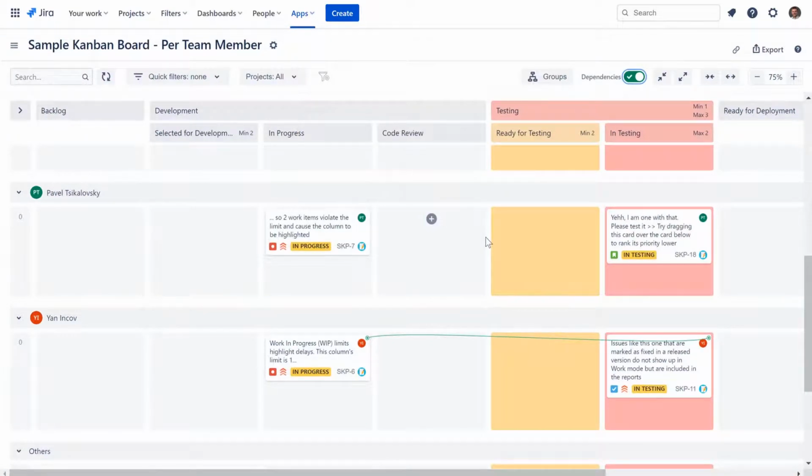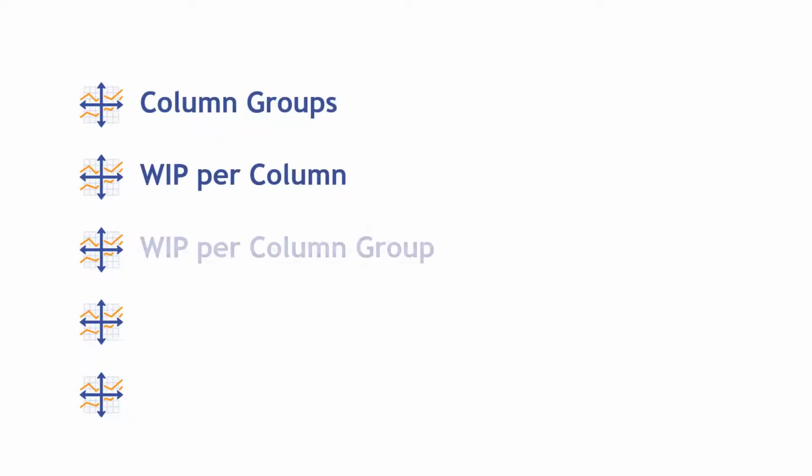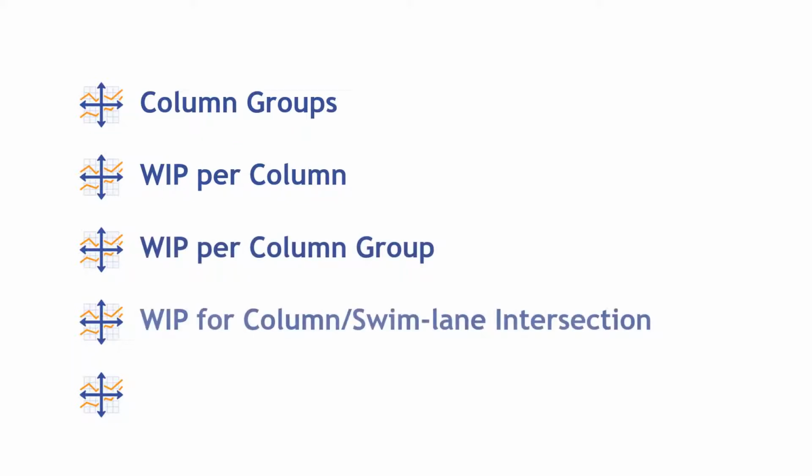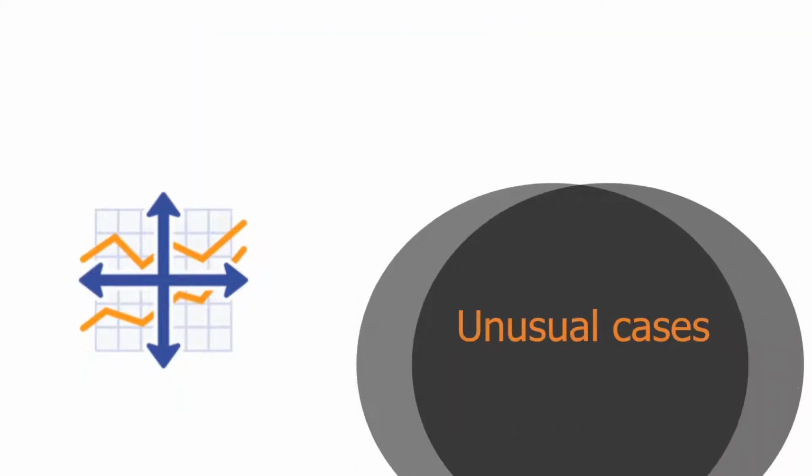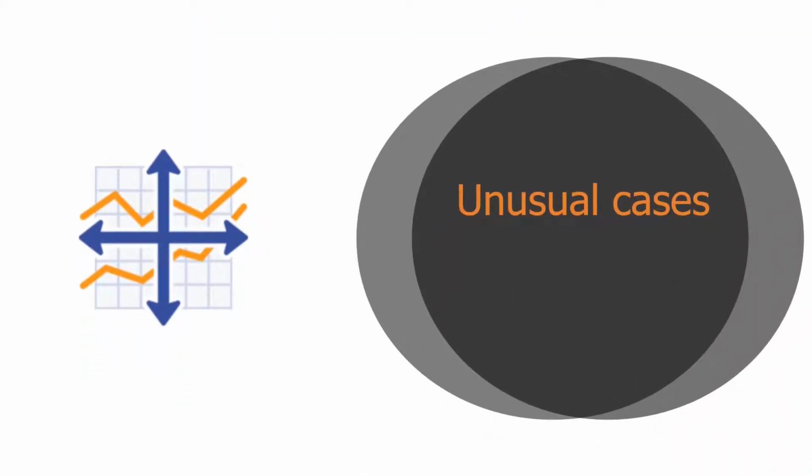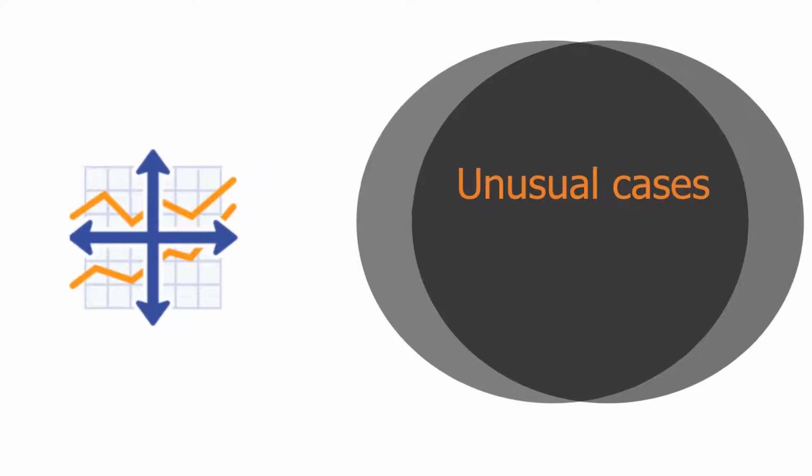Very easy and simple. Just to sum up, you can create a column group, and you can apply a work in progress limit to a column group, to the intersection of column and swimlane, and to an entire swimlane. Now I would like to present a few more unusual cases of advanced agile board usage.